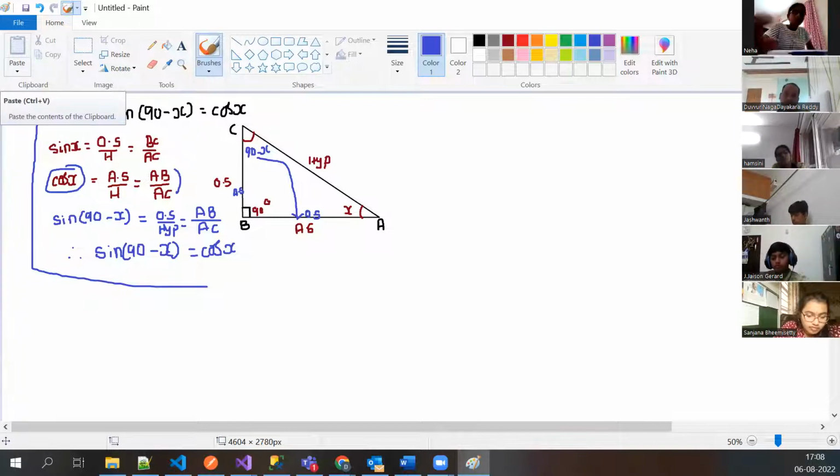Note down next side heading. Prove that tan of 90 minus x equals cot x.